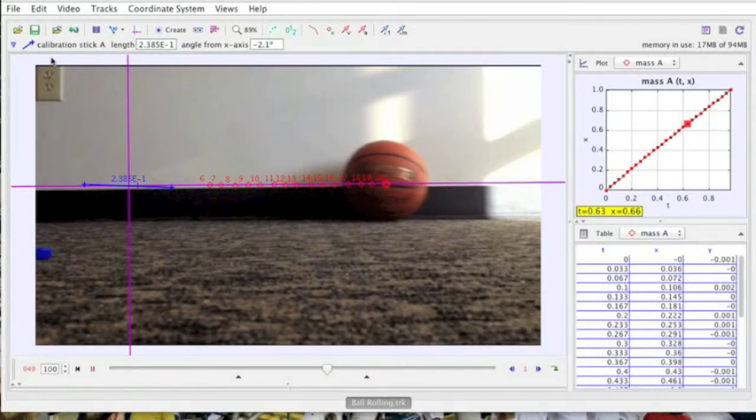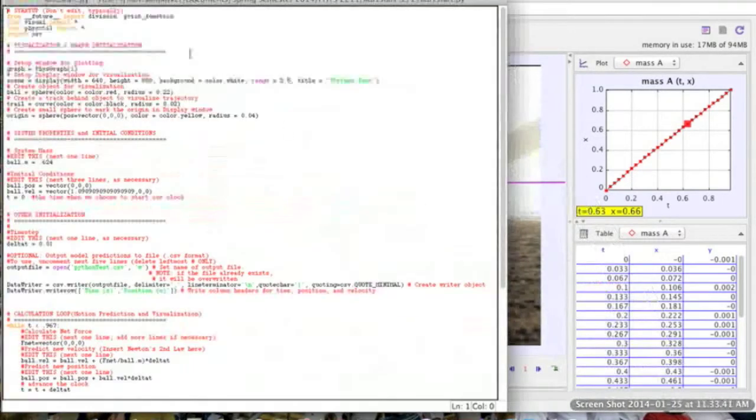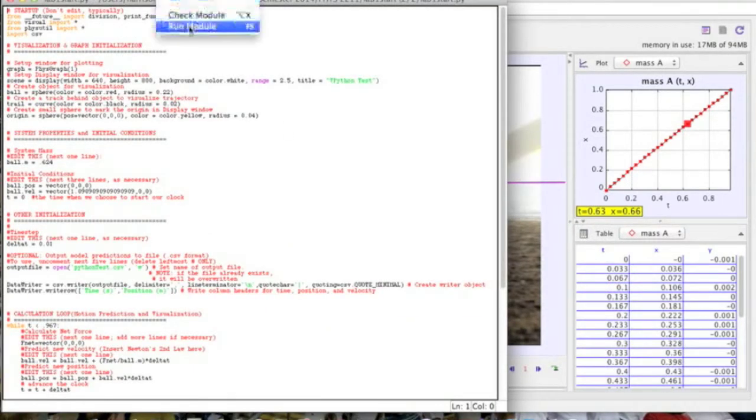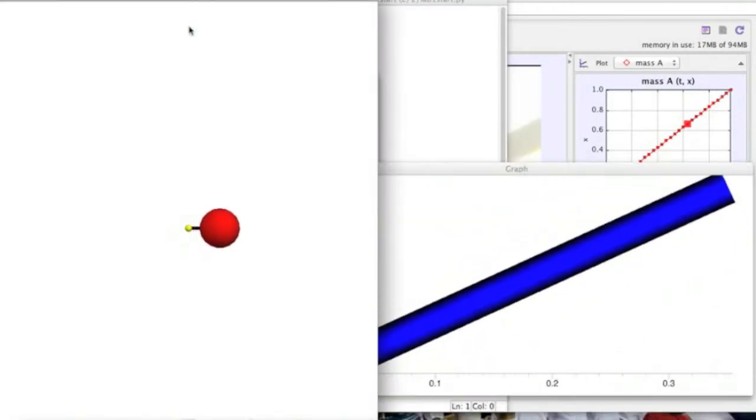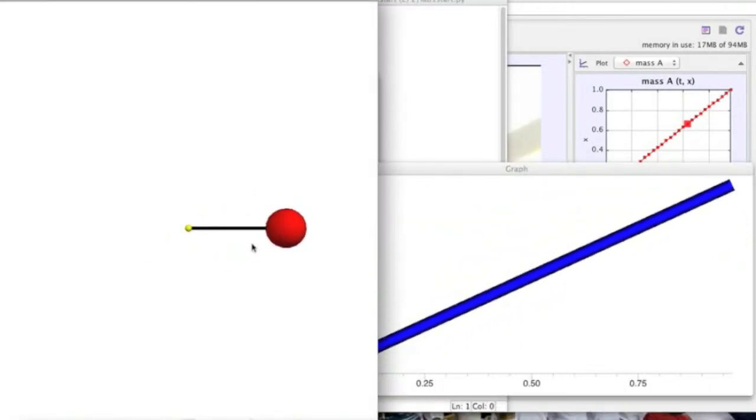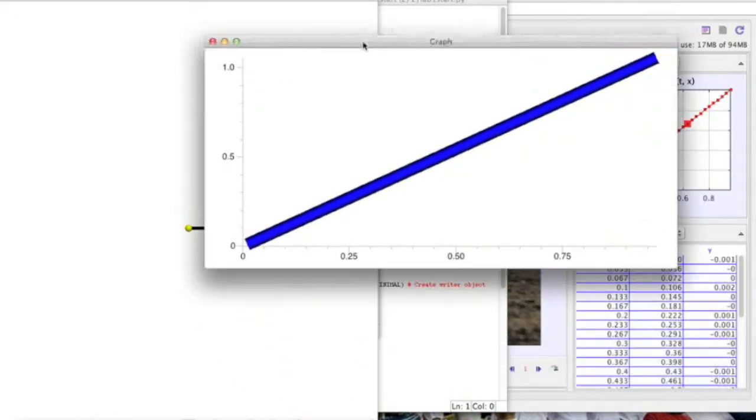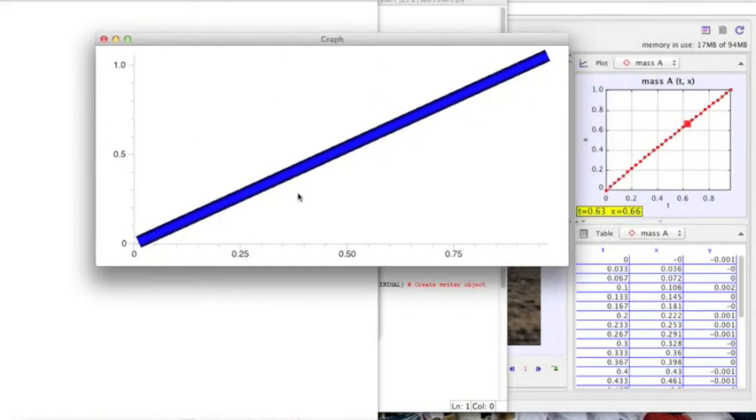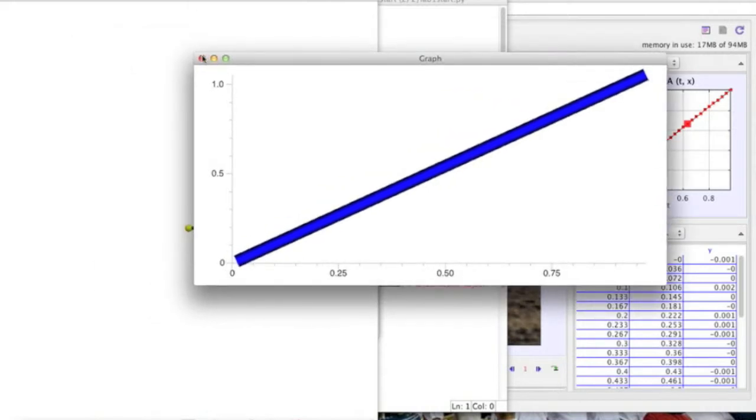In order to make a predicted model of this behavior, I created a Python code that modeled the predicted behavior of constant velocity with zero net force. Here is my Python code, and here's what the predicted model looks like with constant velocity and zero net force. As you can see, this represents the basketball going in the positive x direction, and this is the graph of time versus position. And as you can see, constant velocity, and this looks very similar to the experimental graph.